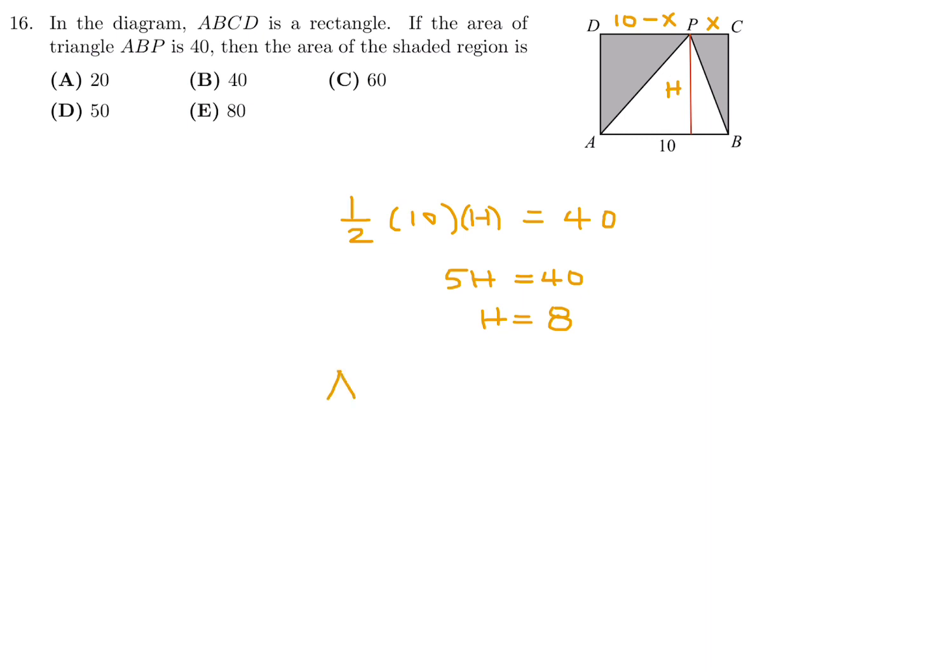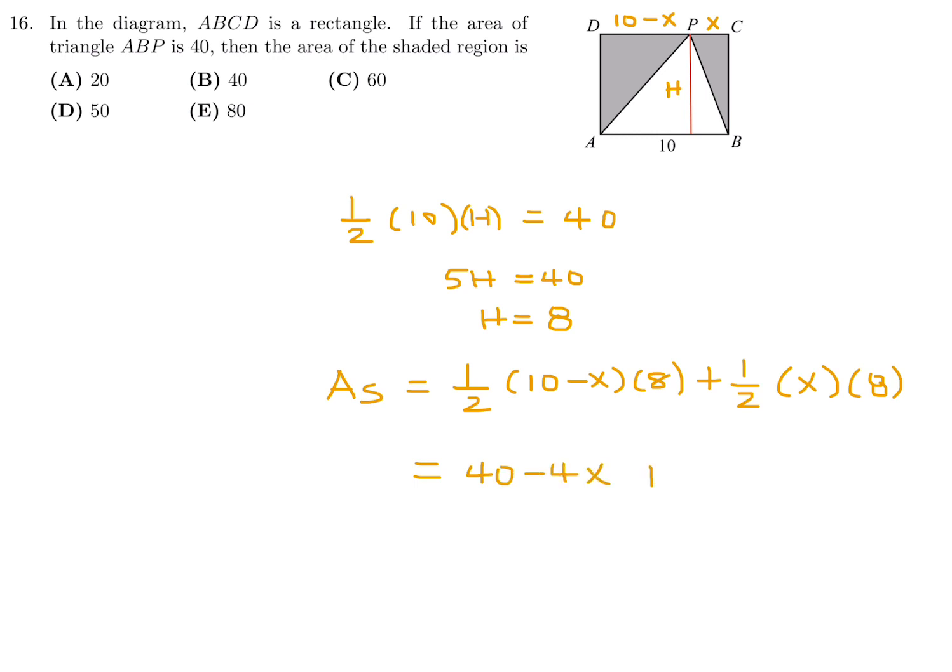So the shaded region, the area of the shaded region, will be 1/2 base times height. So that's 10 minus x times h, which is 8. And then for this guy, very similarly, 1/2 base times height, which would be x times h, which is 8. So this one gives me 8 divided by 2 is 4, so 40 minus 4x. And this one is 4x. The x cancels, leaving me with just 40. So number 16, the answer is B.